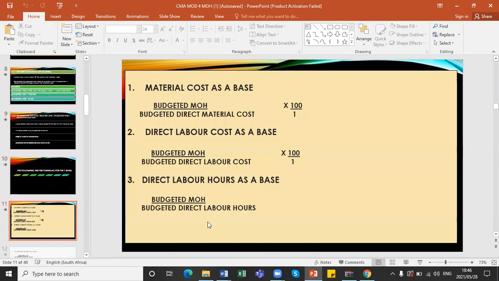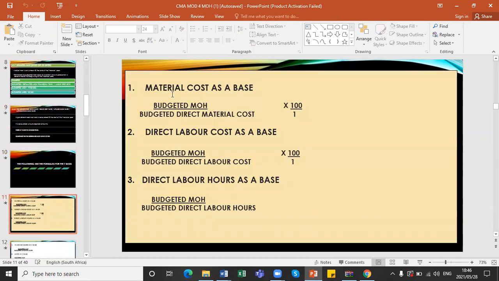Now, if they say calculate a predetermined rate using material as the base, it's budgeted MOH over budgeted direct material cost times 100 over 1. If they say calculate a predetermined rate using direct labor cost as your base, then it's budgeted overheads over budgeted direct labor cost times 100 over 1. And your answers in number 1 and 2 will be in percentage.